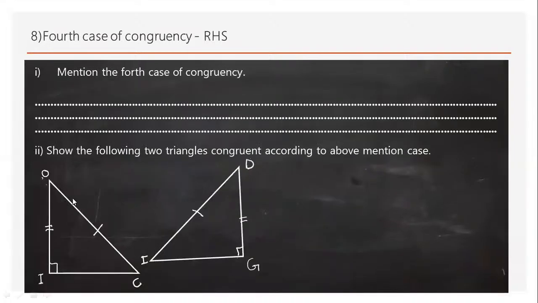Fourth case of congruency, for that we are saying right angle, hypotenuse, side. Right angle, hypotenuse, side. If the three sides of triangle, then we have to talk about three sides of the triangle and three sides of angle. The fourth case we are going to talk about is, if it is a right angle, hypotenuse and the two sides are equal, then they are congruent under the situation of right angle, hypotenuse, side case.